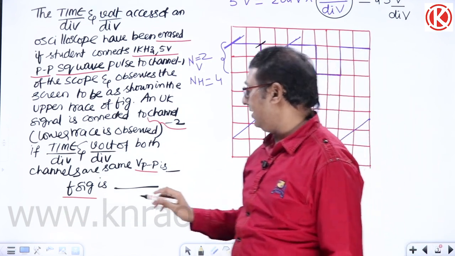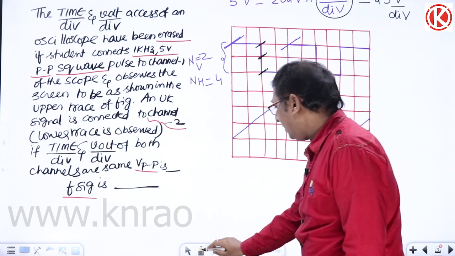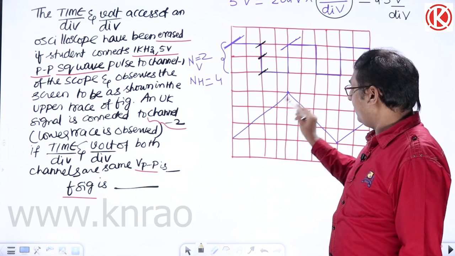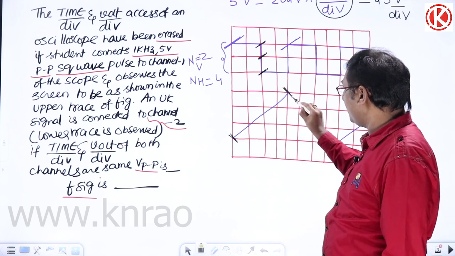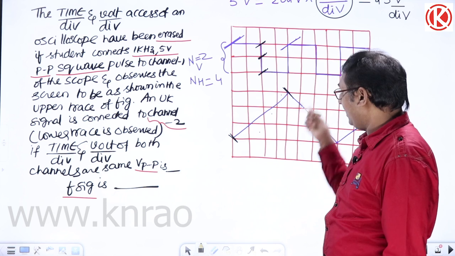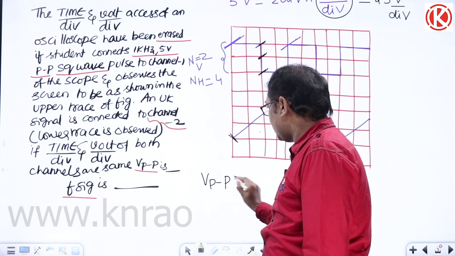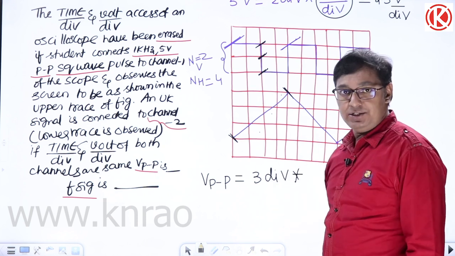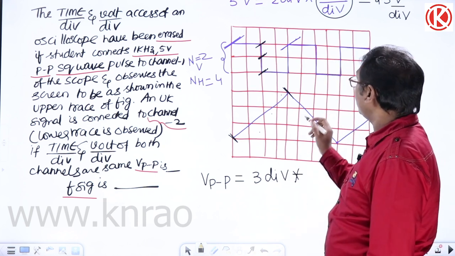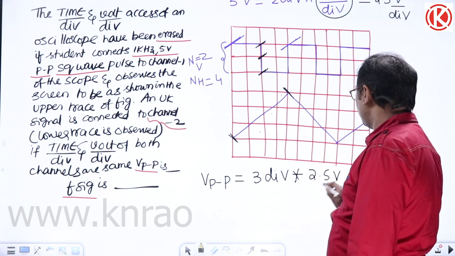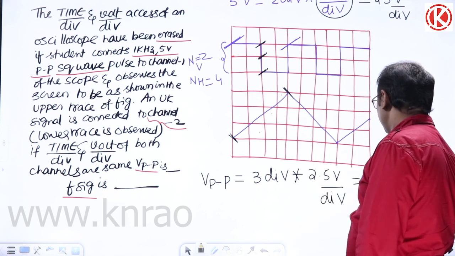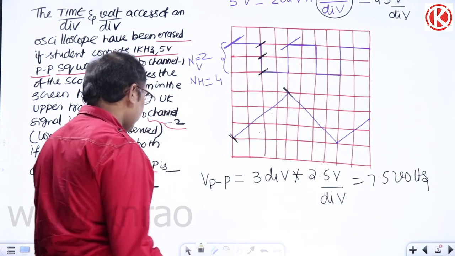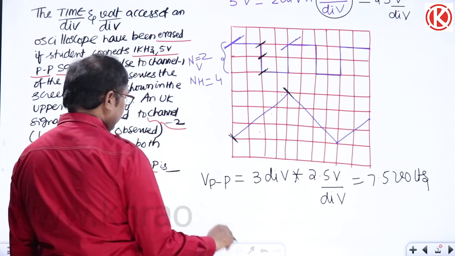observe, he is asking for V peak to peak in the next case. What is V peak to peak, sir? Tell me how many vertical divisions are occupied from this point to this point. 1, 2 and 3. V peak to peak equals the number of vertical divisions occupied, 3 divisions, into what is the vertical setting we got? 2.5 volts per division, which means it is 7.5 volts.